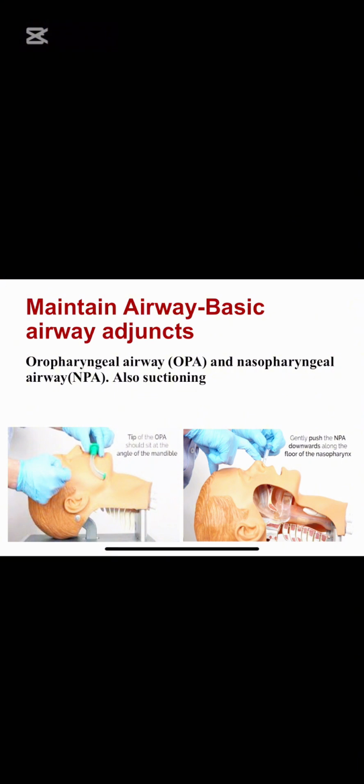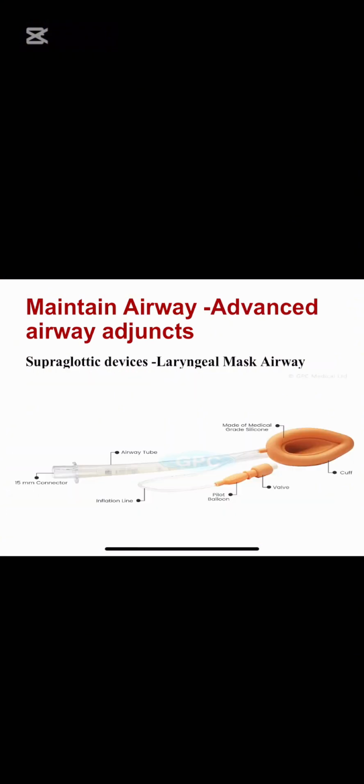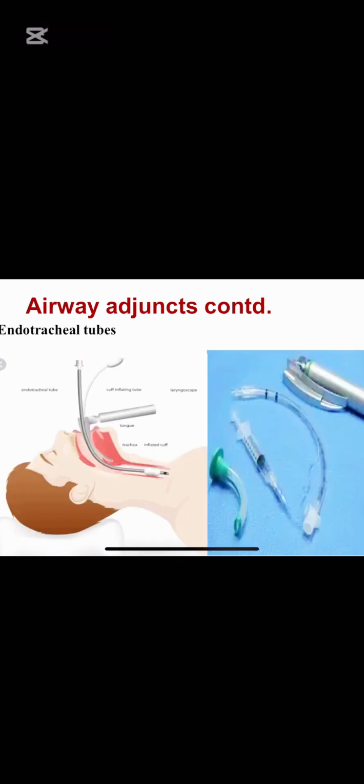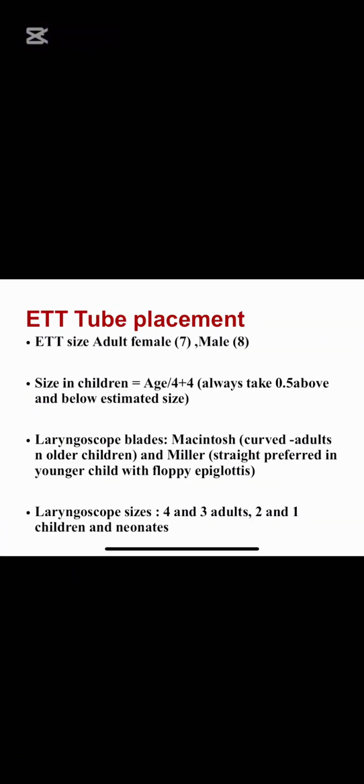Now you want to maintain the airway using basic airway adjuncts like the oropharyngeal airway or the nasopharyngeal airway, which you also must measure. For the oropharyngeal airway, you are measuring from the angle of the mouth to the angle of the mandible. While for a nasopharyngeal airway, you are measuring from the nares to the tragus. Other supraglottic devices you can use are the LMA, the laryngeal mask airway, or the esophageal tracheal airway. Or you may want to go for an advanced airway, which is using the endotracheal tubes.